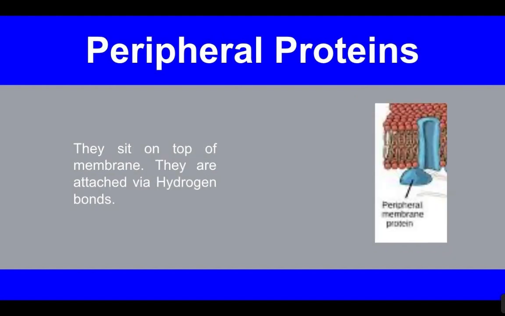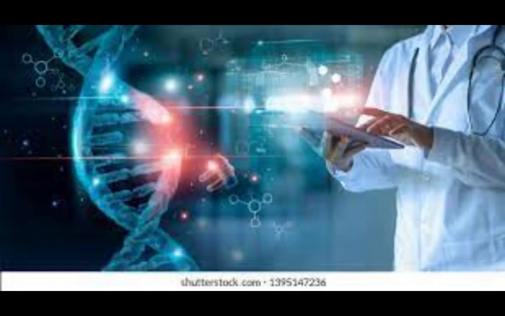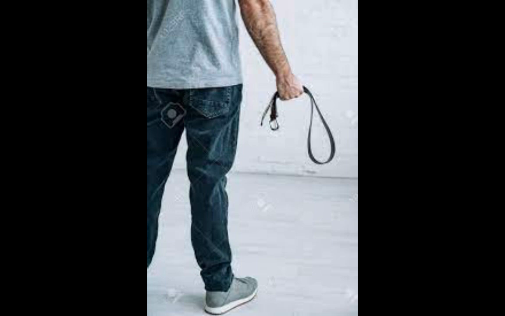Next in order are peripheral proteins. They sit on top of the membrane, and they are attached via hydrogen bonds. They carry out some minor tasks. Next in line are integral proteins. They are embedded in the membrane. They serve several different tasks. They are first of all an anchor for many other cellular activities to take place.